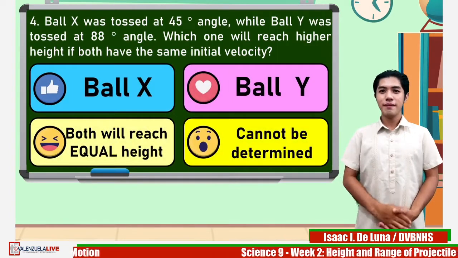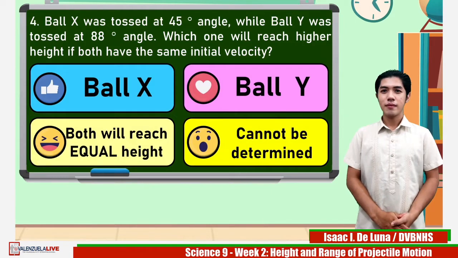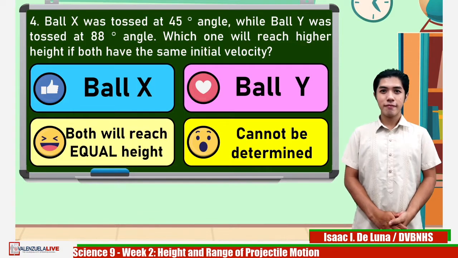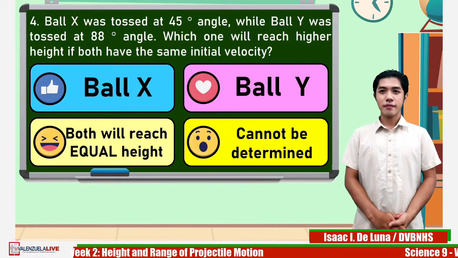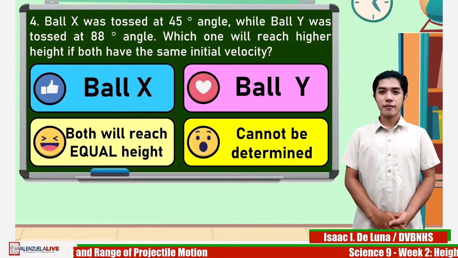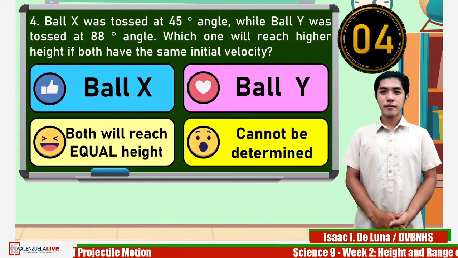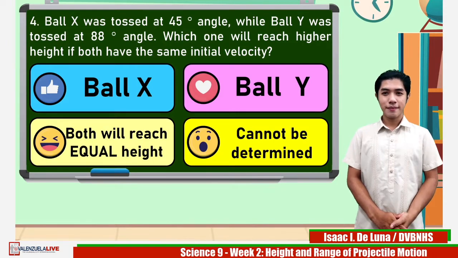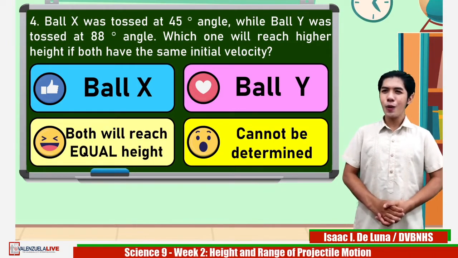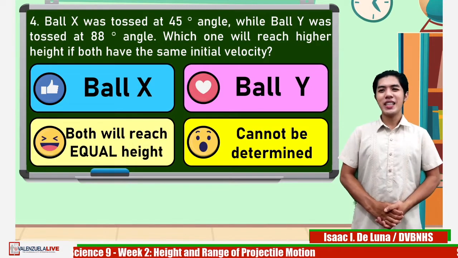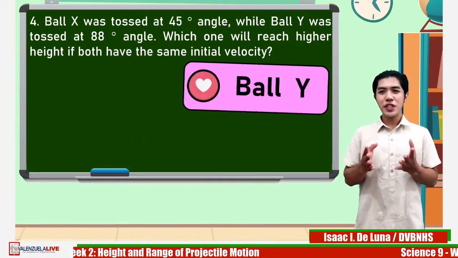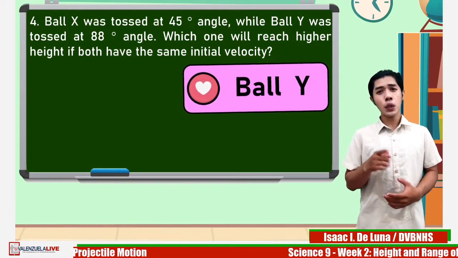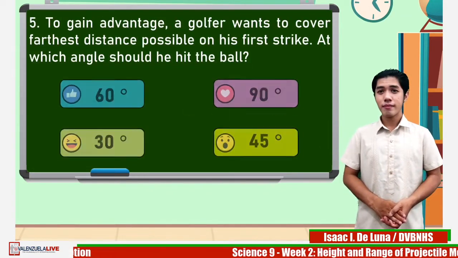Question number 4. Choose your answers now. Time's up. If your answer is ball Y, then you got it right. Ball Y will reach higher height than ball X because its launch angle is closer to 90 degrees.